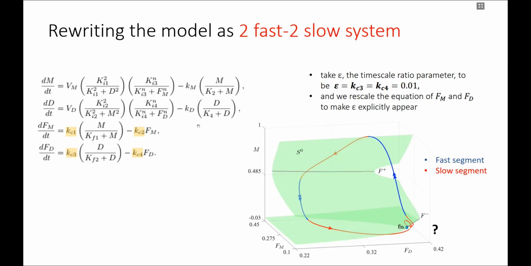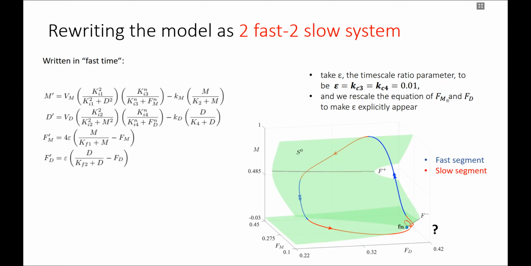And in order to exploit the multiple timescales that are present in this model, we introduced this epsilon, the time scale ratio parameter, equal to kc3 and kc4, and we rescale the equations of FM and FD, as you can see here. So when the time scale ratio parameter multiplies the right-hand side of the slow variables, we say that the system is written in fast time.